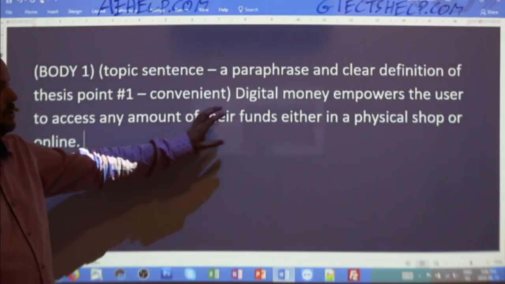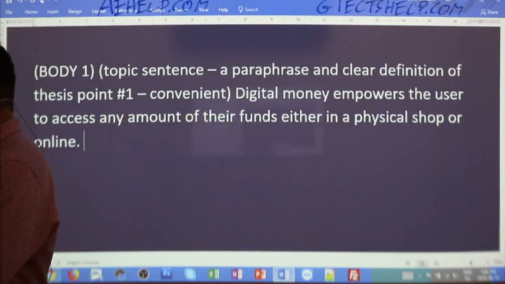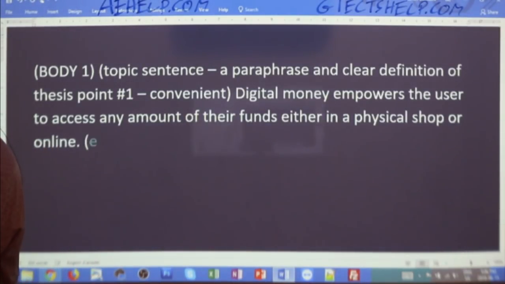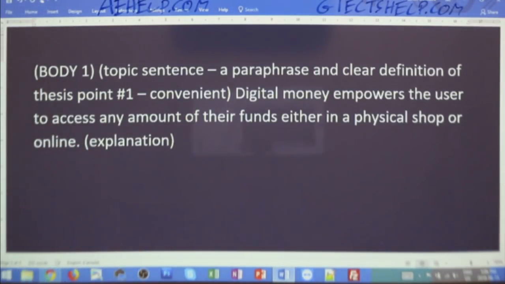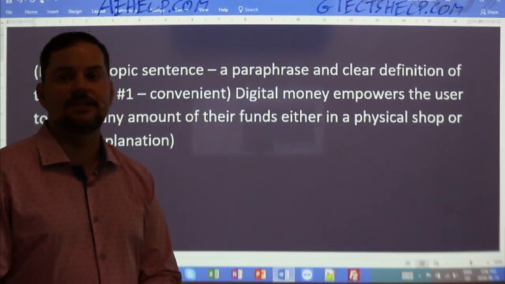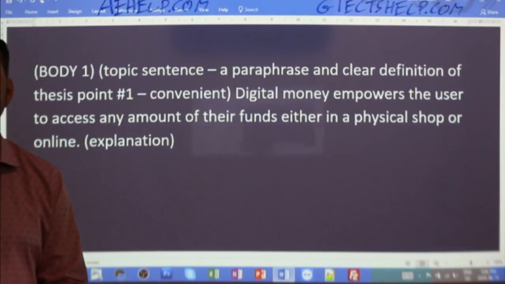It's accessible, it's usable, right? And then I want to go into an explanation. All right? So can we explain this idea? Vendors are people who sell items or services. Those are vendors. Okay?